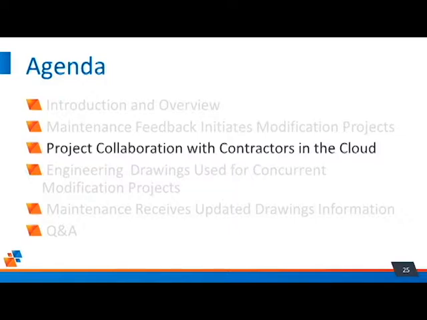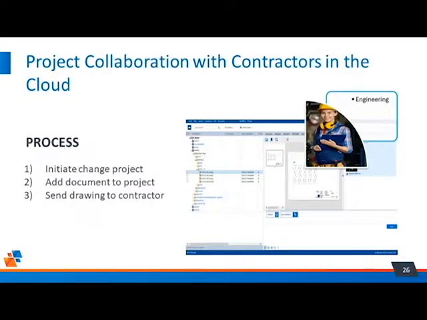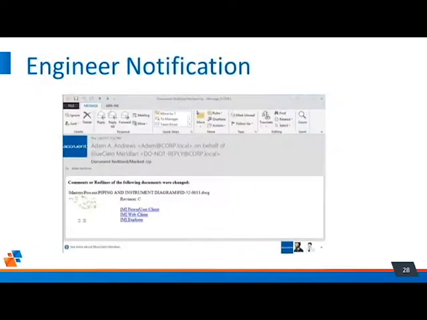Thanks, Chris. On the engineering side, the engineer will receive a notification email that a comment or red line has been added to the drawing. We're going to review the comment, create a project copy, and send the drawing to a contractor. The notification email can look like this. The content is configurable by you, and in this case, we're including the full path of the document, a thumbnail, current revision, and a few links.